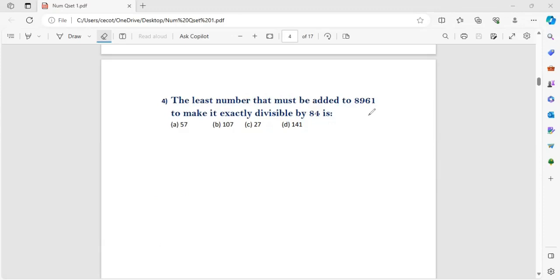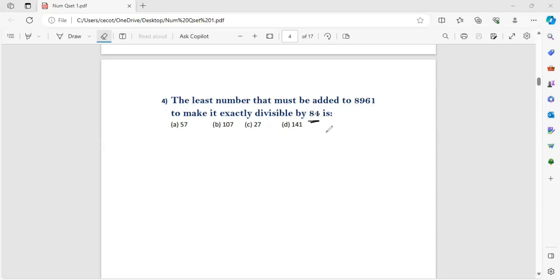Question number 4 is based on divisibility rules. This is one kind of question which gets repeated in most of the competitive exams. So let's solve this question. We will discuss two methods. One is the shortest approach, the other one is the basic logical method. Let's go with the shortest approach for this particular question.